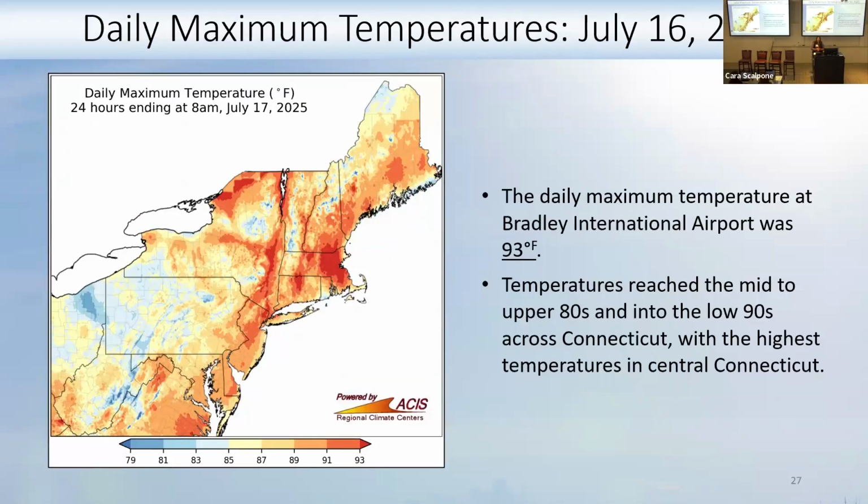So then, like I was mentioning earlier, the main meteorological factors we look at are the warm temperatures, the sunny skies, and southwest winds. So in regards to temperatures on this day, we did reach the upper 80s into the low 90s across the state of Connecticut, with our highest temperatures in central Connecticut. And we reached 93 degrees Fahrenheit at Bradley International Airport. And this is a typical day. If we see temperatures in the 90s, it definitely makes us more aware of potential ozone exceedances.